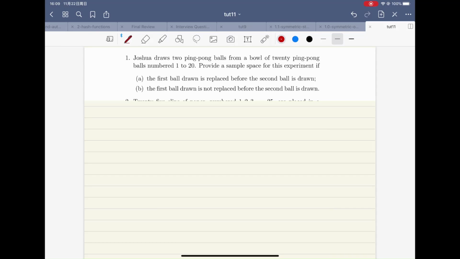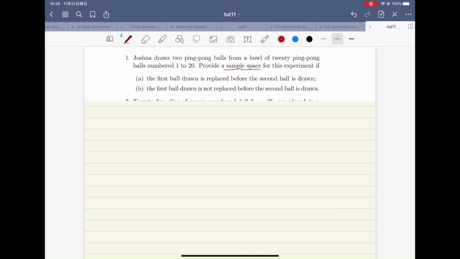In the first question, Joshua draws 2 ping pong balls from a box of 20 ping pong balls, numbered 1 to 20. Provide a sample space for this experiment if A, the first ball drawn is replaced before the second ball is drawn, and B, the first ball drawn is not replaced before the second ball is drawn. So it asks you for the sample space. So what is the sample space?